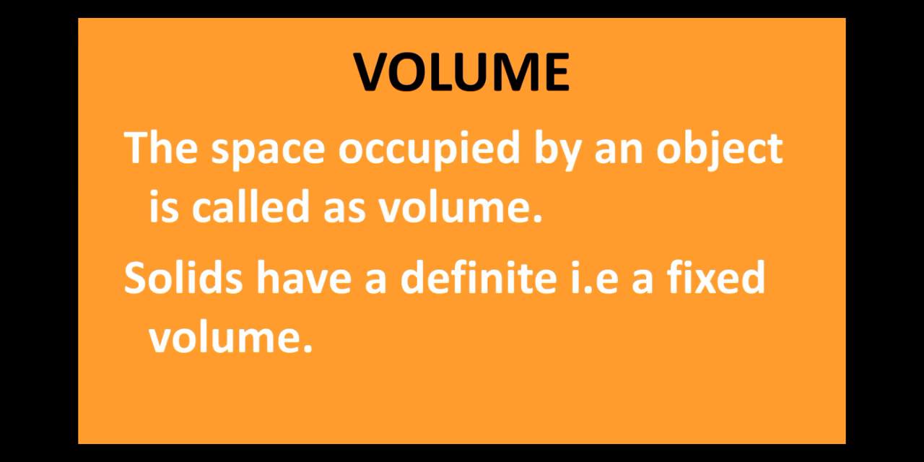The next property is regarding the volume of a solid. So first let us understand what is the meaning of volume. Volume is basically the space that an object occupies. Now solids have a definite, that is a fixed volume. The reason why solids have a fixed volume is because the molecules are very tightly packed together, and this makes the solid have a fixed volume.